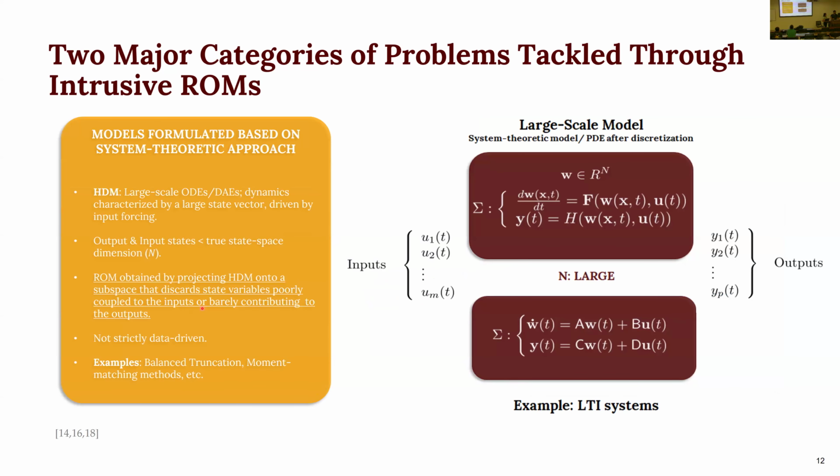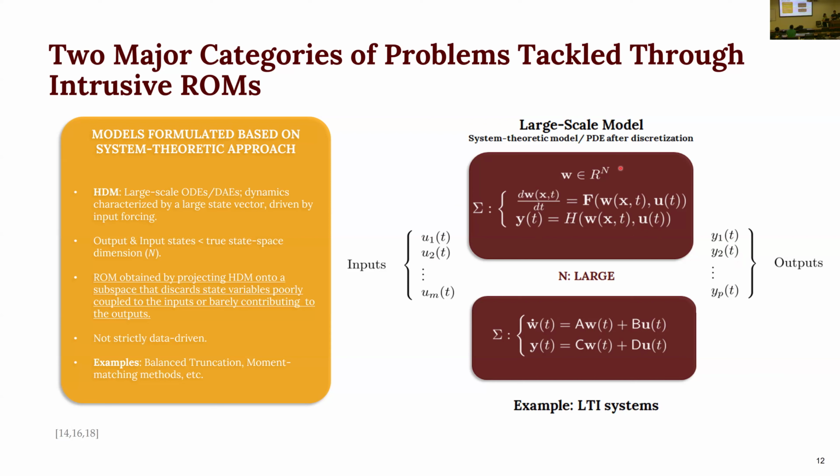In models that are formulated based on a system theoretic approach, the models are described using large scale ODEs or DAEs, and then the dynamics are characterized by a large scale vector. So this W is the state space for this large scale high dimensional model. And it's driven by inputs. And then we observe some outputs. And often the input and output dimensions are much smaller than the true state space dimension capital N.